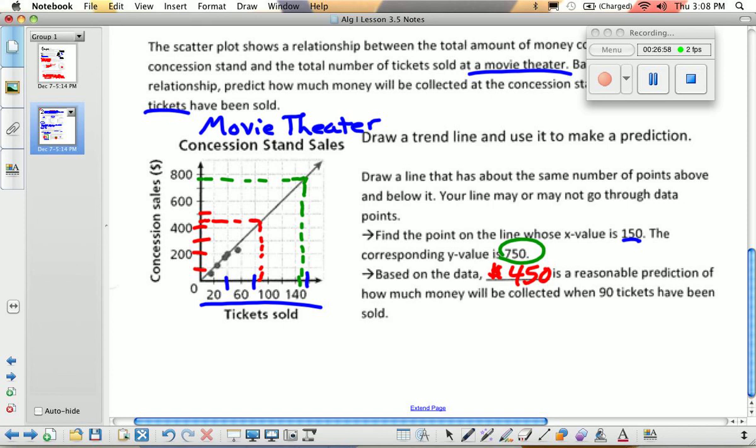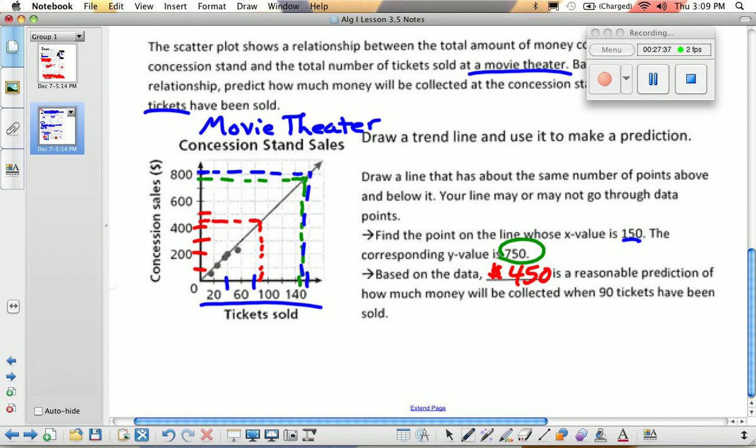Can we predict going the opposite direction? What if this movie theater said, I wonder how many tickets we'd have to sell to take in about $800 for the concession sales? What would they do then? They want to take in $800 worth of concession sales. What would they do from this data set? Just go over 800. They go to 800 on the y-axis. So they need to go here on the y-axis, follow it over to the trend line, and then follow it down.